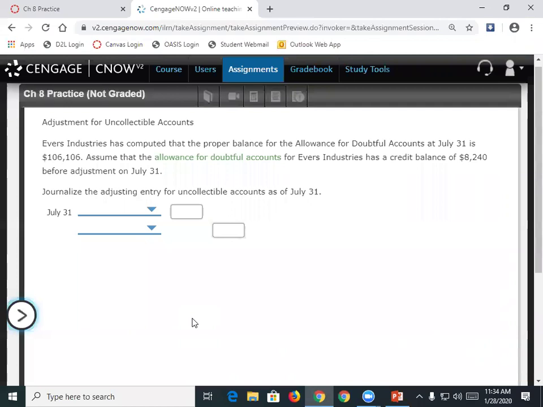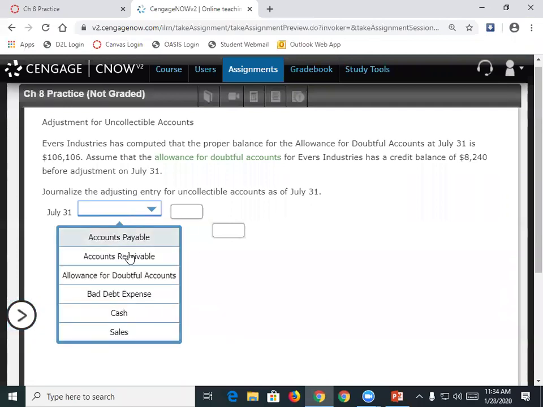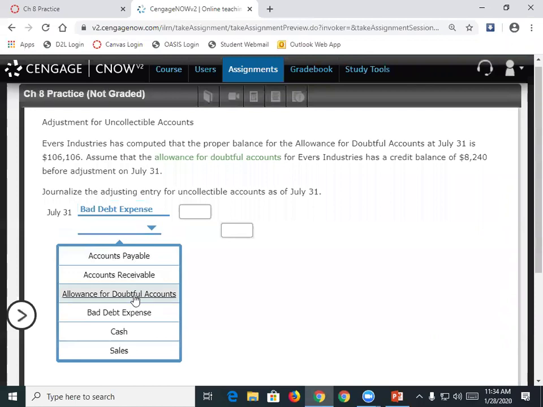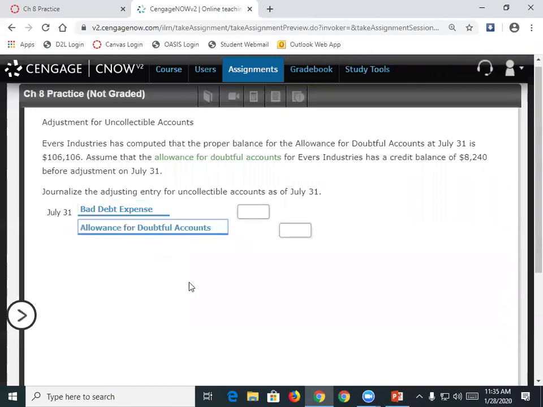So what do I debit and credit? Same thing. That amount, good. What accounts? Bad debt expense and allowance for doubtful accounts. Very good. Perfect. So we debit bad debt expense and we credit allowance for doubtful accounts, that adjusted amount, $97,866. Okay. So since we had a beginning credit balance, we subtracted. If that had been a debit, we would have added. Any questions on that one?